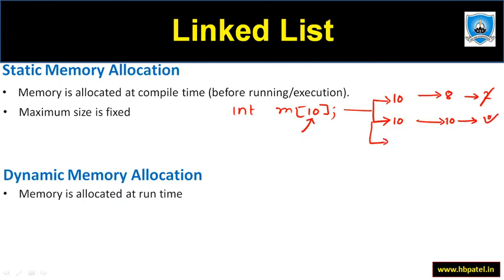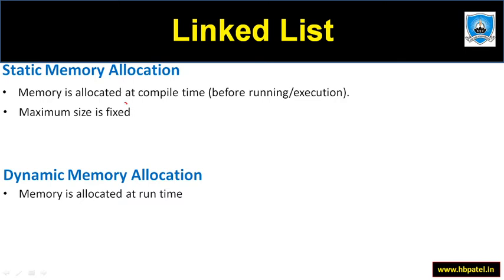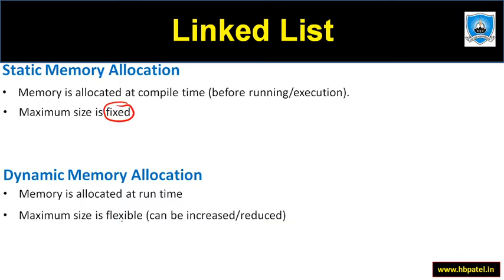But out of 10, if you want let's say 12 elements, you cannot use them, because it cannot grow or shrink. Increase or decrease in the size is not possible, so it is fixed. Whereas in the case of dynamic memory allocation, it is flexible. You can increase as well as decrease the number of elements in the linked list. The example of static allocation is array, and the example of dynamic memory allocation is linked list.